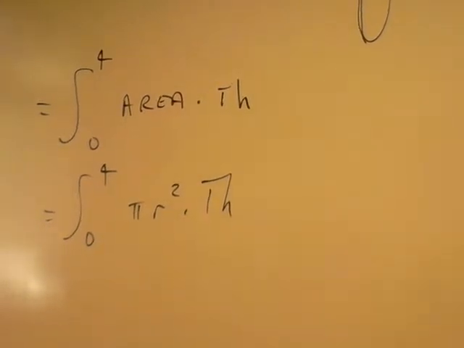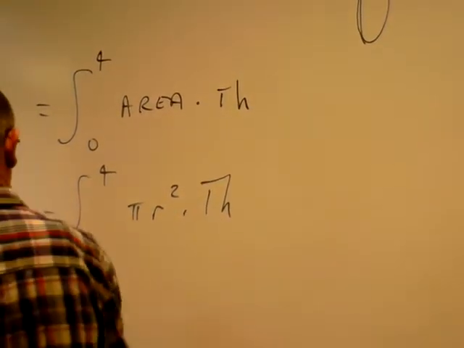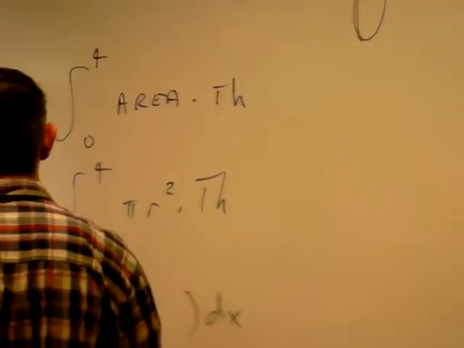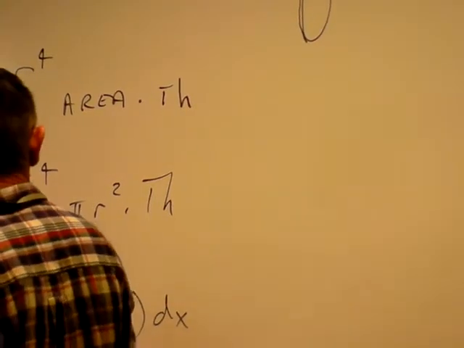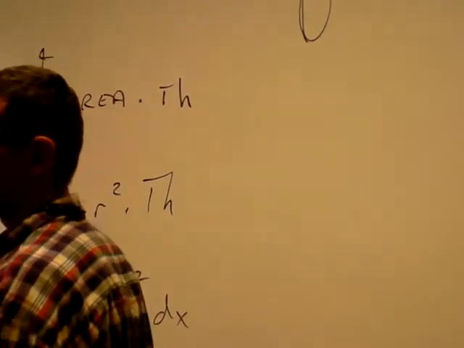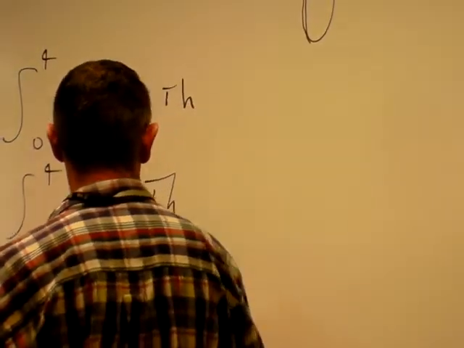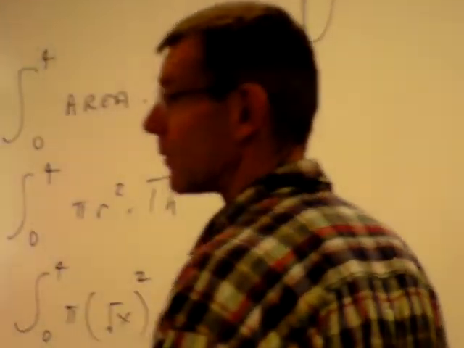Are we going in this direction? Yes. So that means the thickness is a dx. So we want everything in terms of x. So this goes from 0 to 4, pi, this is dx. What is the radius? Square root of x, because the radius is simply the value of the function at that point. And the value of the function at that point is the square root of whatever x is at that point. So we put in the square root of x, and we square. So then the integral becomes the integral from 0 to 4 of pi times x dx. Pretty simple integral.